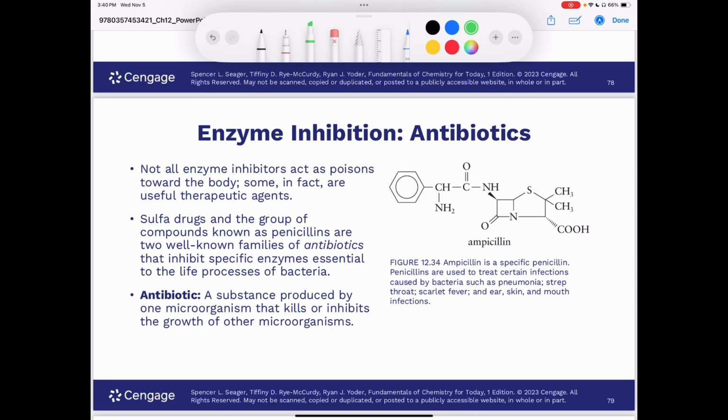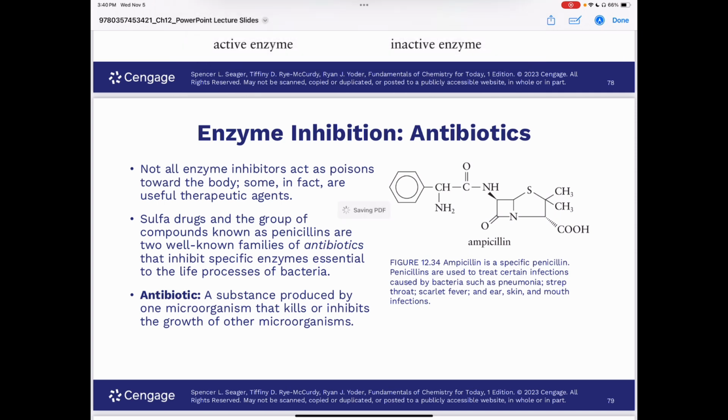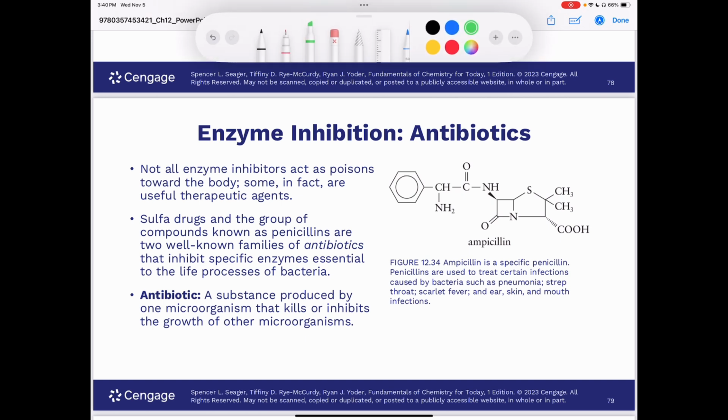Now, not all enzyme inhibitors act as poisons toward the body. In fact, some are used for therapeutic reasons, like sulfa drugs and the group of compounds known as penicillins, which are two well-known families of antibiotics. I'm sure you've heard of them before, and they inhibit specific enzymes that are essential to the life processes of what? Not humans, but bacteria, right? So they kill bacteria. The first penicillin was discovered way back in 1928 by Alexander Fleming when he noticed that the bacteria on a culture plate didn't grow in the vicinity of a mold that had contaminated the culture.